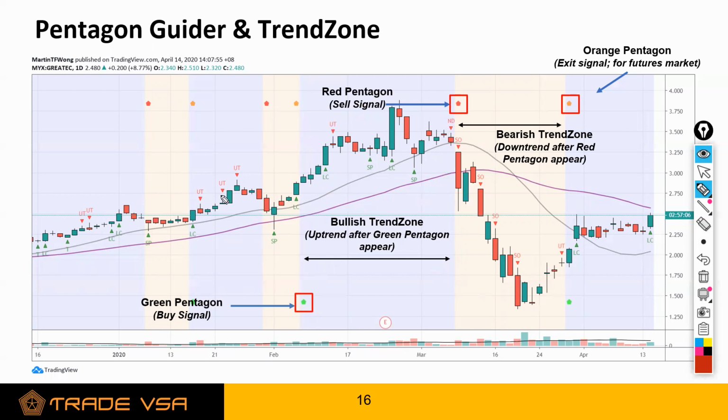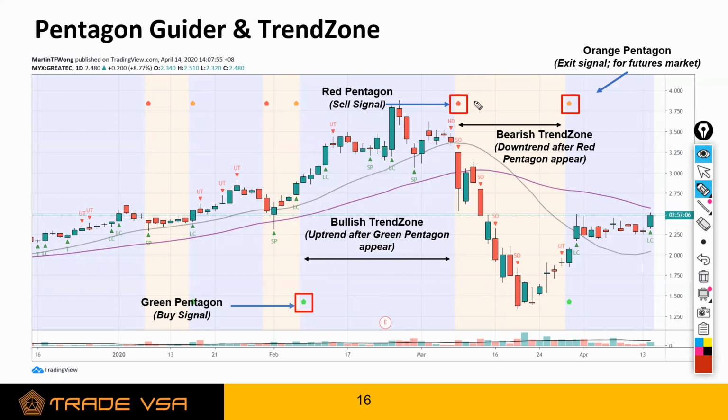It doesn't mean that, for example, this spring here at the bottom has to have a green pentagon. If the background has already come with a green pentagon, it won't appear again until the red pentagon turns. So whenever we say trade sound strength with green pentagon, this is what I mean: the background has to be blue, and it must come with a green pentagon at least.